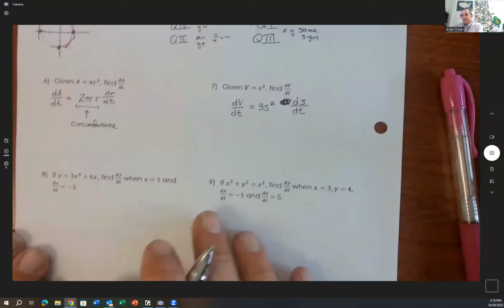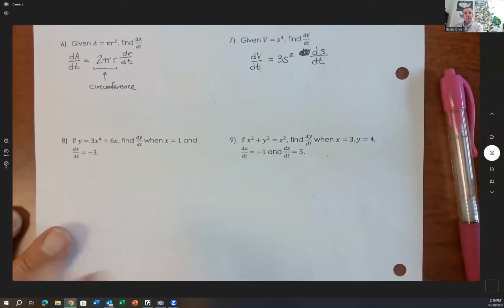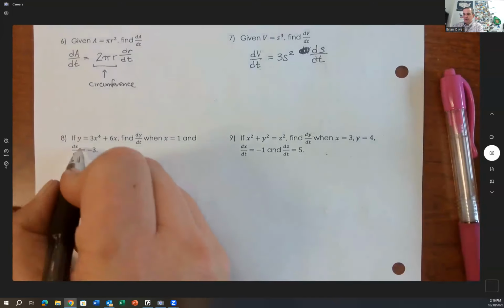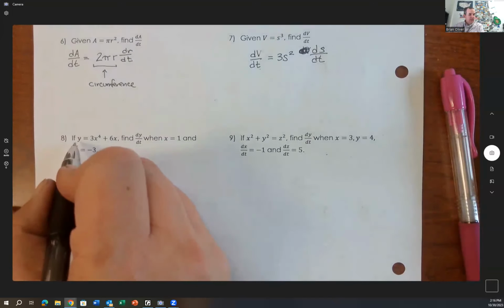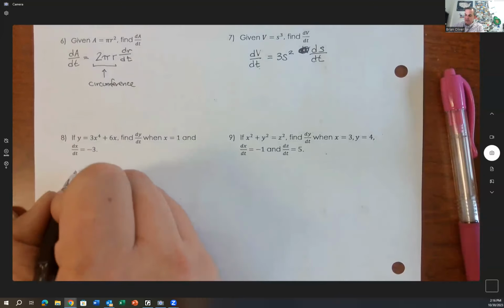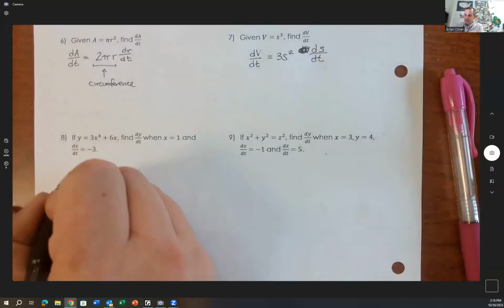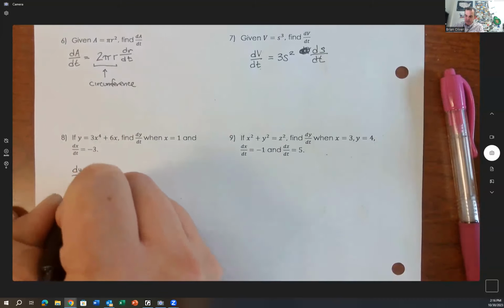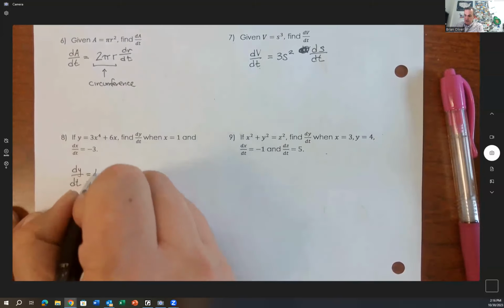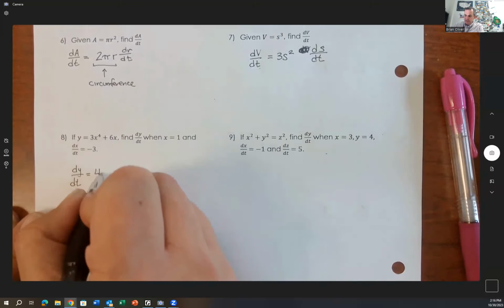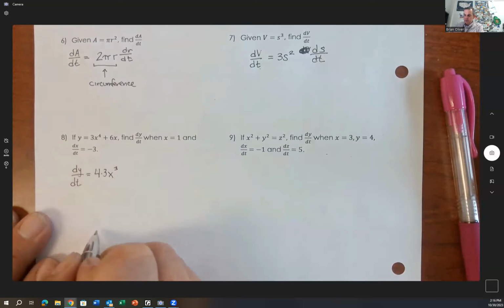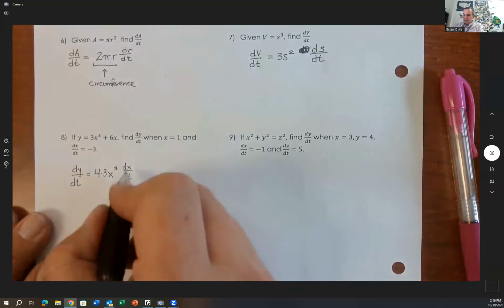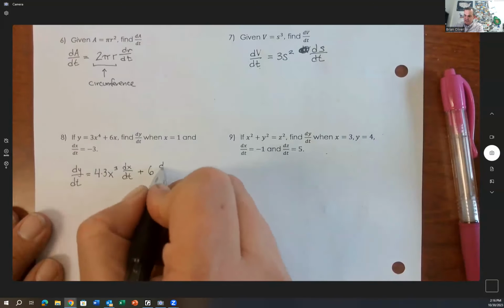That's done. Now, this is probably more akin to the kind of question you're going to see. What you're going to do is actually take your derivatives, and then we're going to substitute in. So when we take the derivative of y with respect to t, we get dy/dt. The derivative of the right side, we're going to do our power rule: 4 times 3 x cubed dx/dt plus 6 dx/dt.